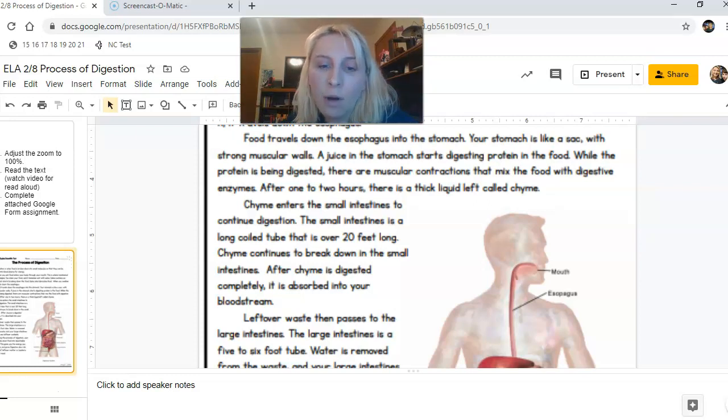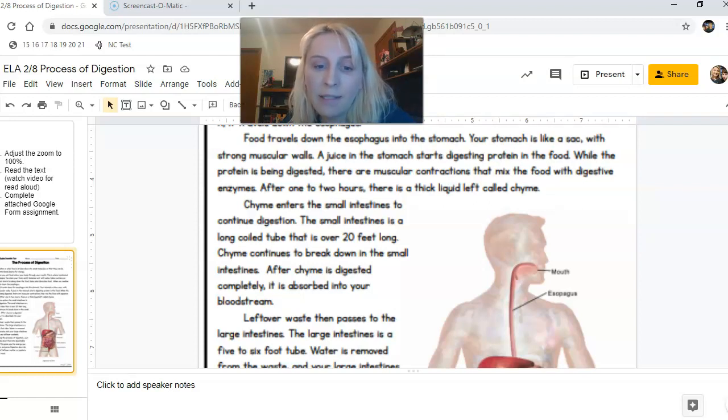Chyme enters the small intestines to continue digestion. The small intestines is a long coiled tube that is over 20 feet long. That's a really long tube, right? It's all bundled up in there in your stomach area, in your abdomen. All right. Chyme continues to break down in the small intestines.